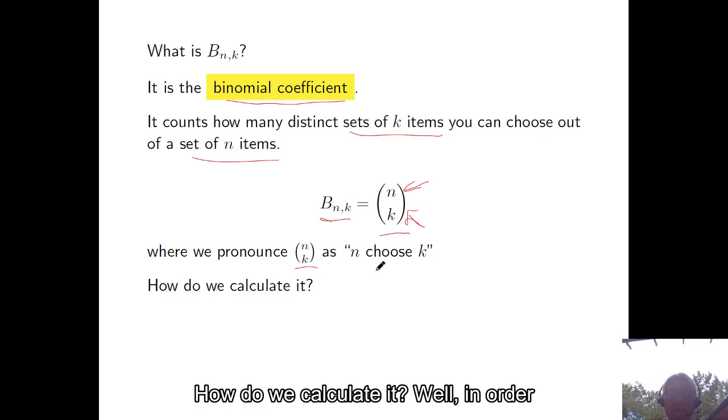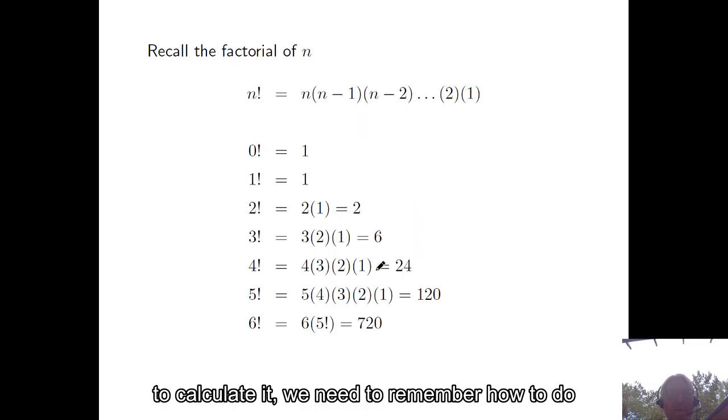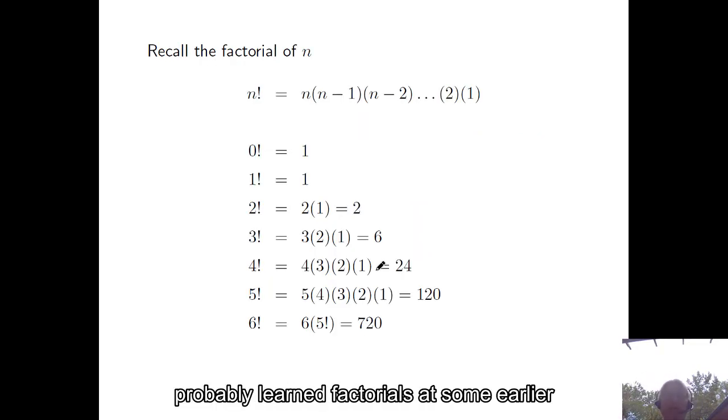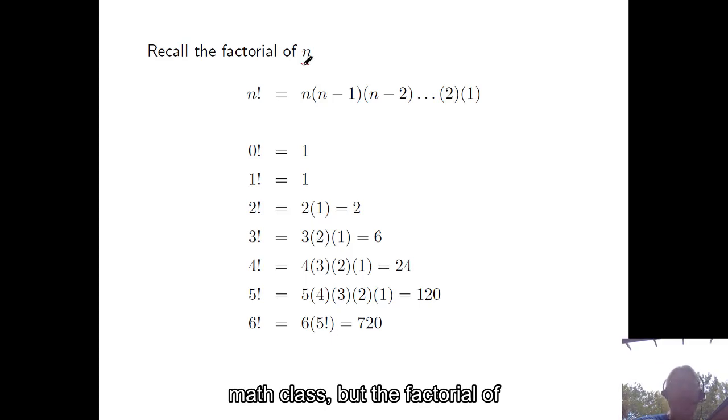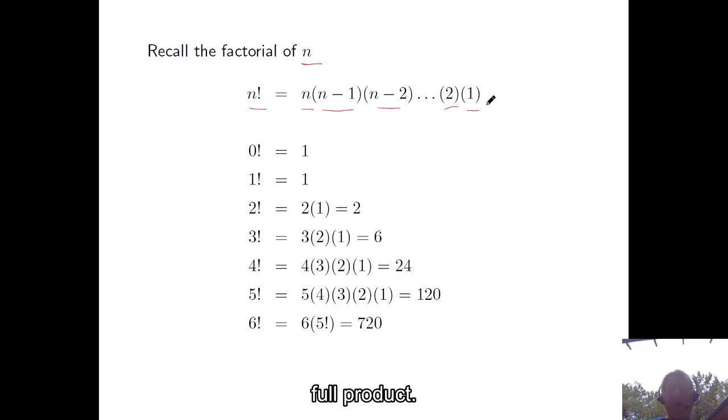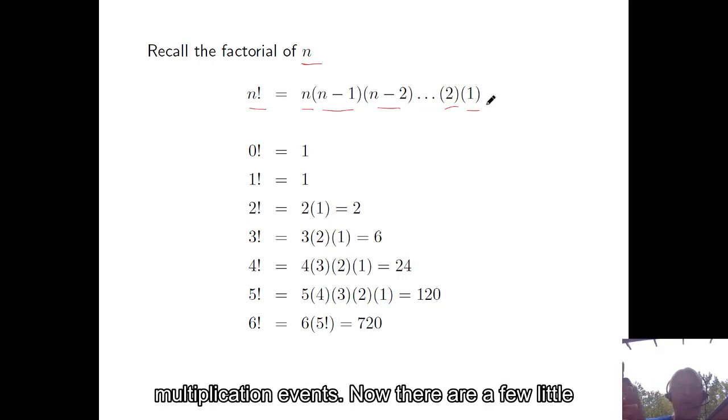How do we calculate it? Well, in order to calculate it, we need to remember how to do factorials. So you probably learned factorials in some earlier math class. The factorial of n is denoted with an exclamation point. And it's like n times n minus 1 times n minus 2, all the way down to 2 and 1. So you do that full product, right? And so it's a series of multiplication events.